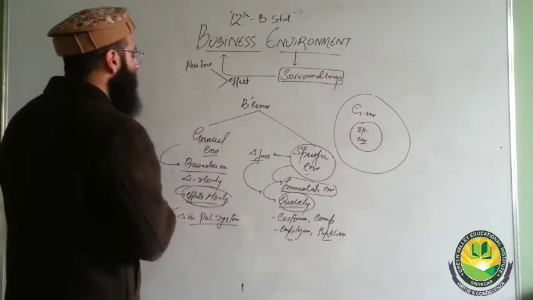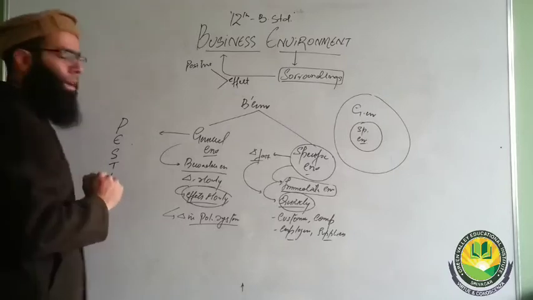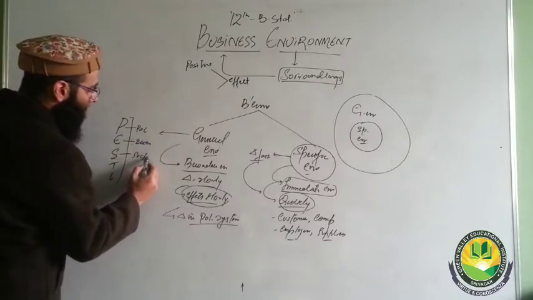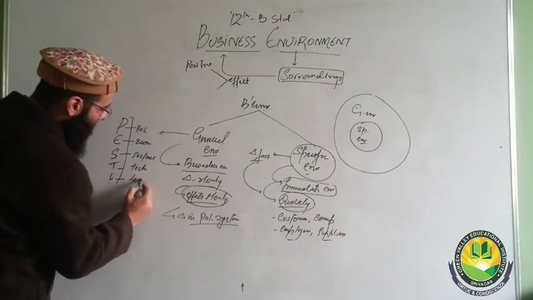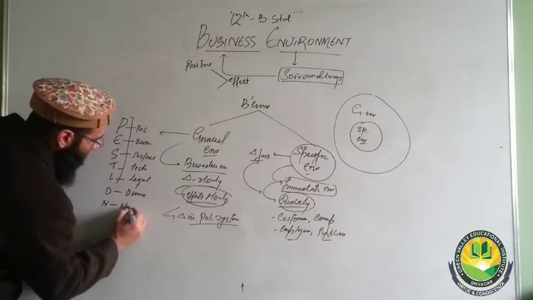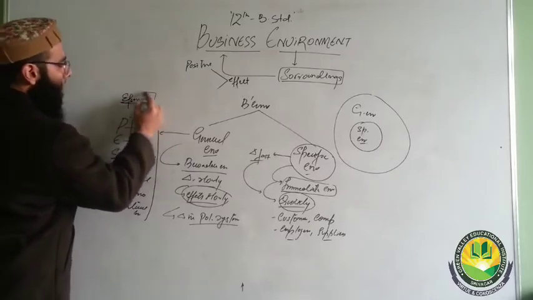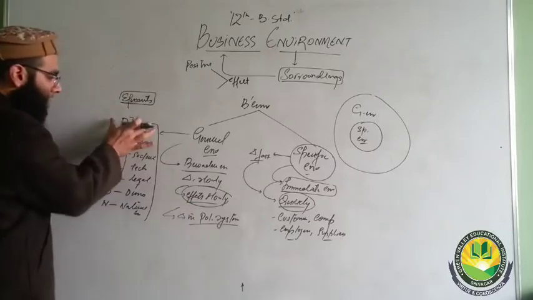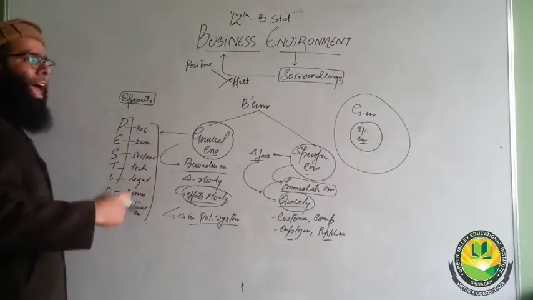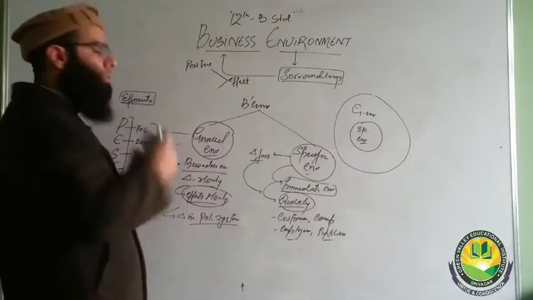And the core elements of this environment are P, E, S, T, and L. PESTLE. This is the political environment, this is the economic environment, this is the socio-cultural environment, this is the technological environment, this is the legal environment. We can add two more to it: D, the demographic environment, and N, the natural environment. So these are the elements of our general environment, and more importantly, of the business environment we are referring to. They will change slowly, but their change will have a long-lasting impact on the functioning of our business. So let's take these forces one by one.